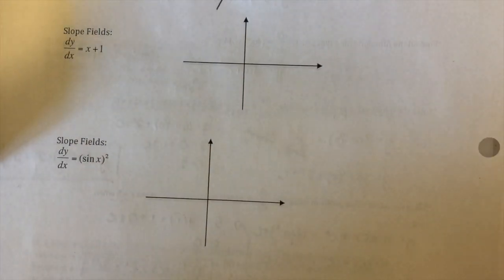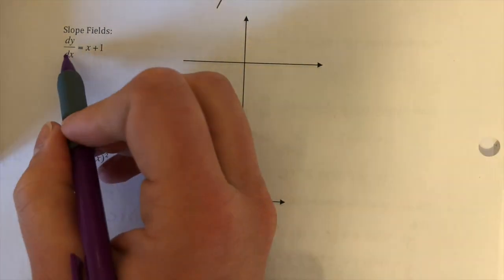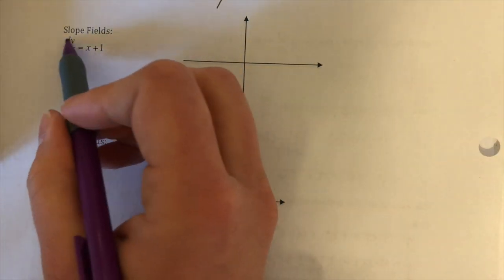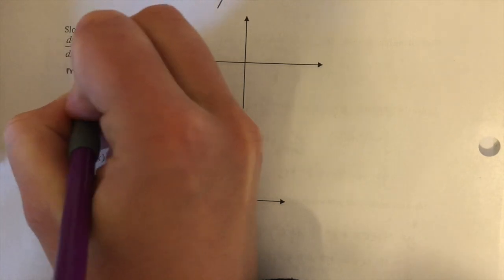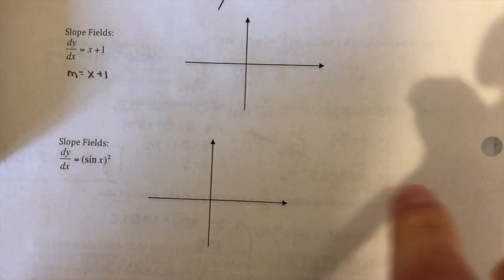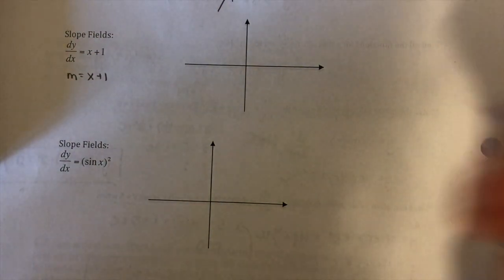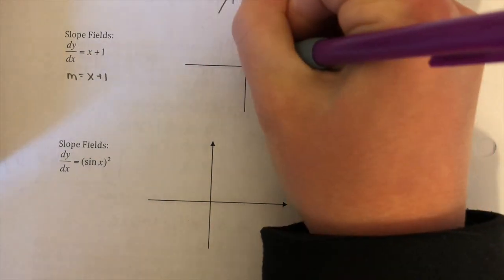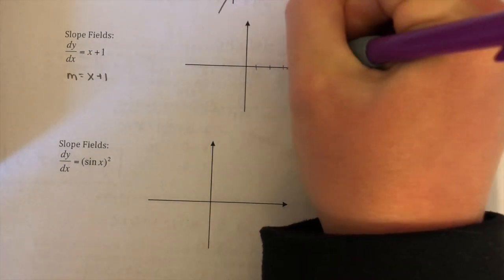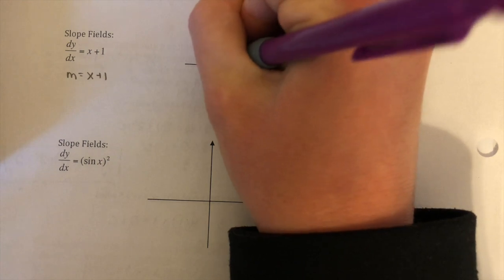If I have something a little bit more complicated that varies as x changes, it's going to look like this. So the slope, dy dx, m is equal to whatever x is plus 1. Okay, so this is a little bit trickier. So for this one, I like to actually give ourselves a little grid to work with.